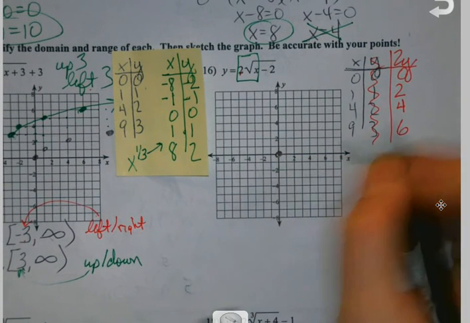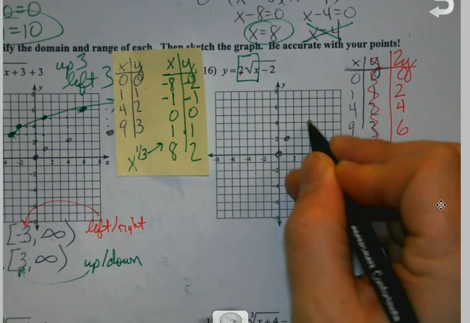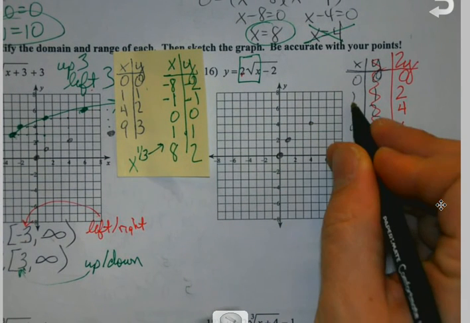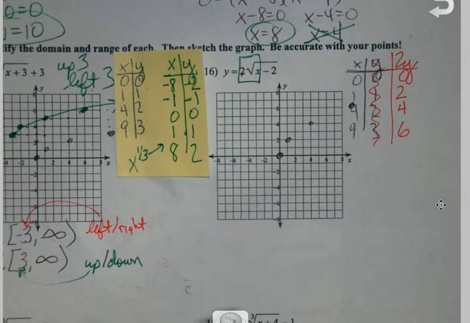So 0, 0, 1, 2, 4, 4, 9, 6. So you notice it kind of stretched out wider than my first one did. But once I get those drawn in, do I have any shifts that I have to deal with? What's that -2 going to do to my graph?